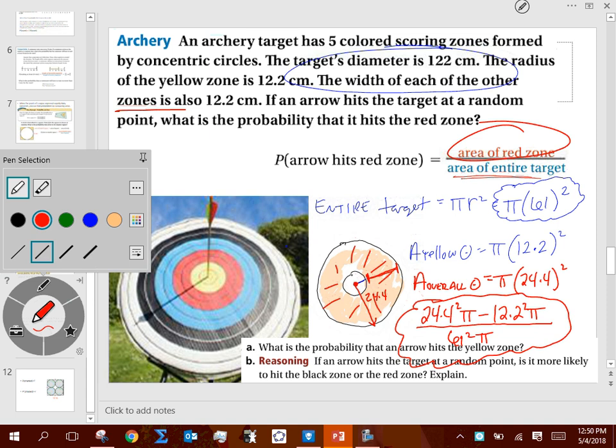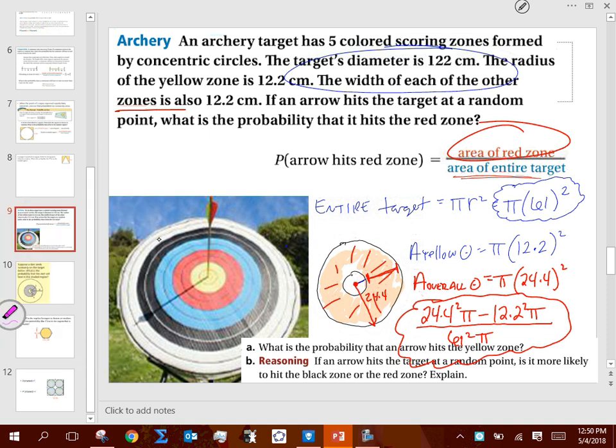If I said probability of not hitting yellow, you would be first trying to figure out maybe everything that I just shaded in purple, right? And in the event of finding all that shaded purple stuff, you would take the overall target minus the yellow, right? And then you would take that number and put it all over the entire target area, which I think is something we can feasibly do.